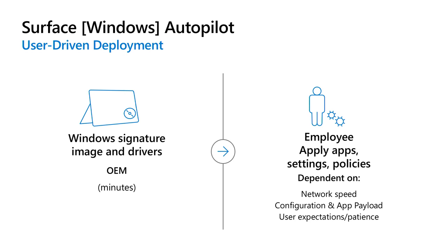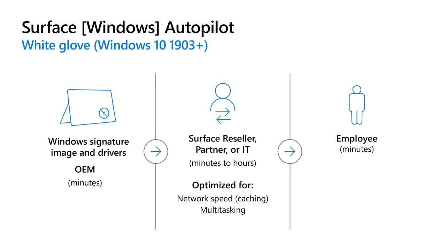Which means I am now dependent on the amount of payload that I'm sending down onto that device, so how many applications I have, how large they are. I'm also depending on their network speed a little bit. I'm depending on that user to have the right expectations and a little bit of patience, perhaps. So what we introduced with Windows 10 1903, or the release that happened last spring, the May 2019 update, we actually announced White Glove for Windows Autopilot.